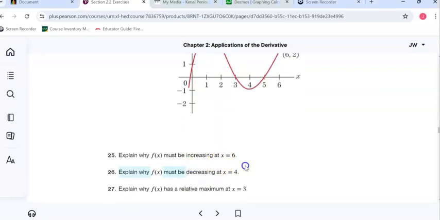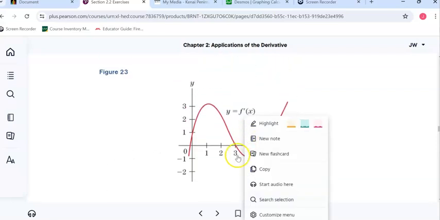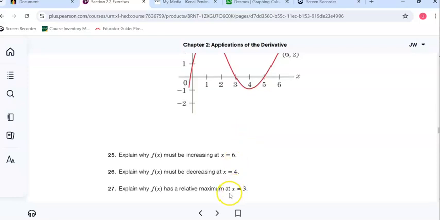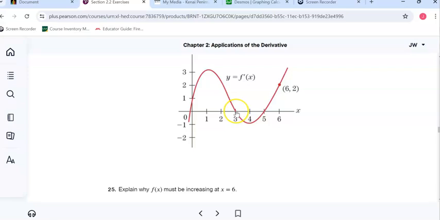Because remember, this is the graph of the slope. So why must it be decreasing at x equals 4? Well, at x equals 4, here, this is negative. It's below the x-axis, which means the slope is negative. And then why does it have a relative maximum at 3? Well, 3 is a 0, which means it has a slope of 0, and those are our points where we have a max or a minimum.